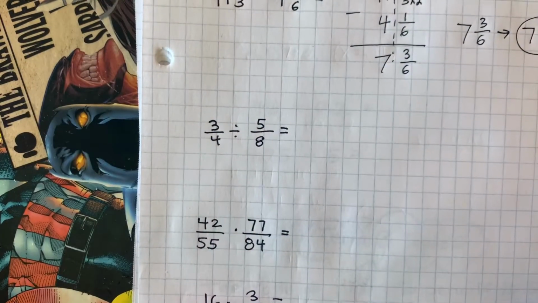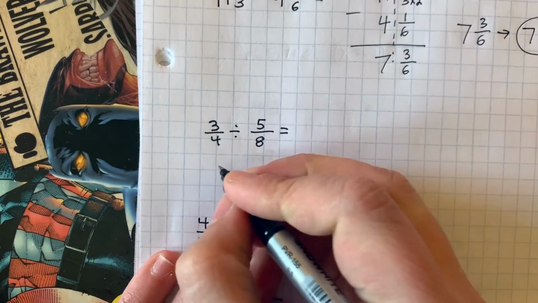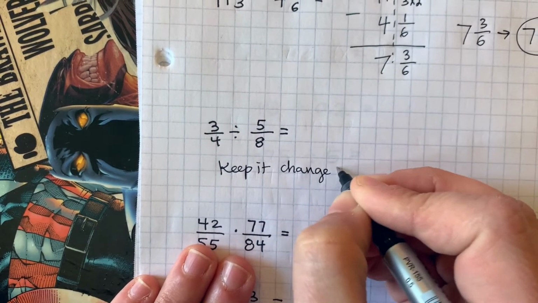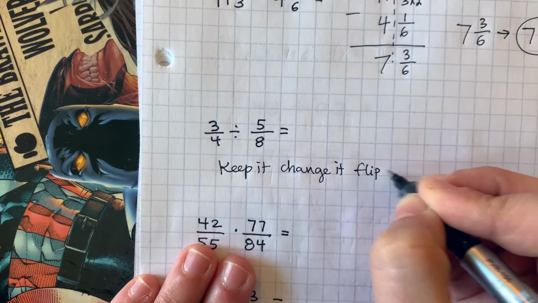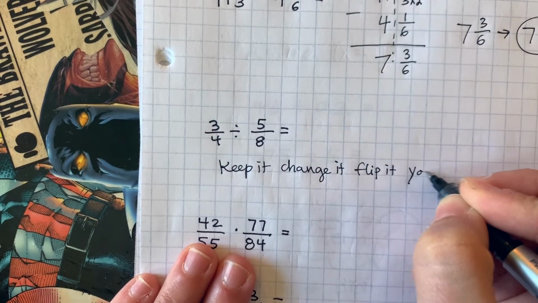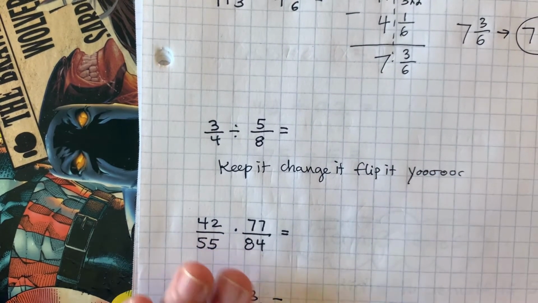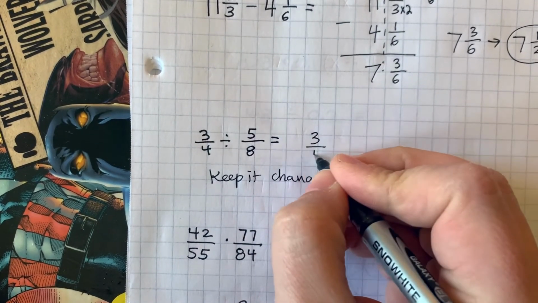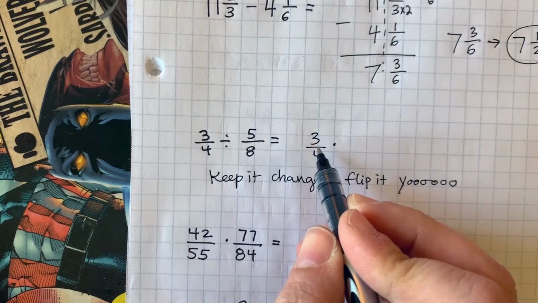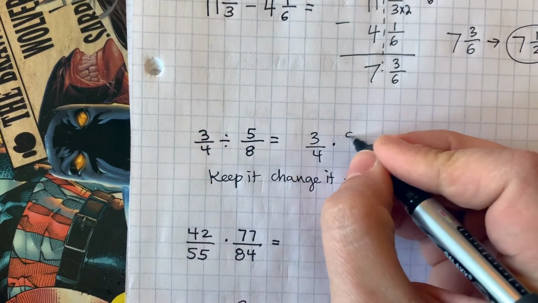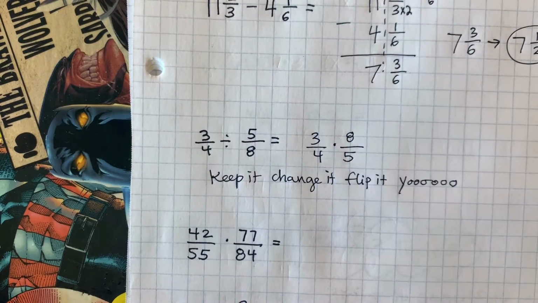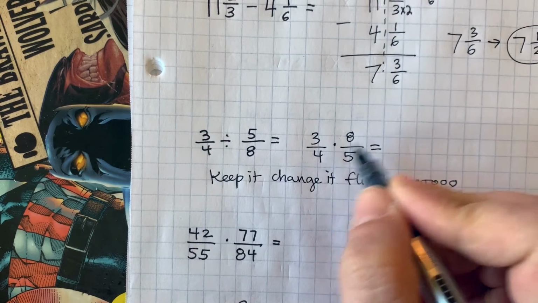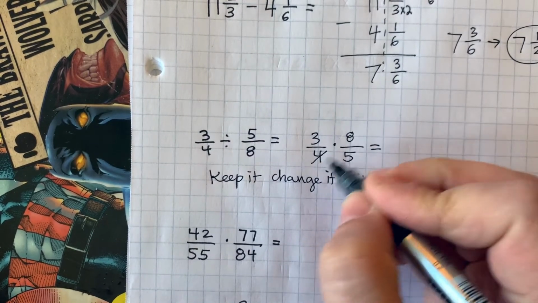All right, moving on to dividing fractions. There's this rule, remember? Keep it, change it, flip it, yo. Yeah, okay. So keep it, change it, flip it. So keep it, change the division to multiplication, and we're gonna flip that fraction just like that, okay? So again, you can multiply across. I like to cross simplify, so my answer is in simplest form.